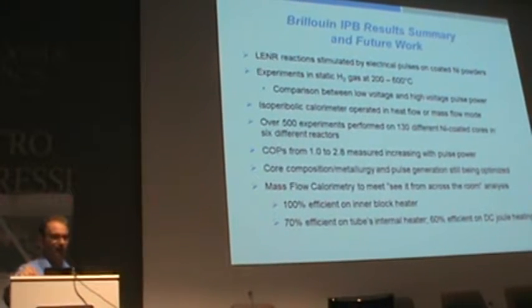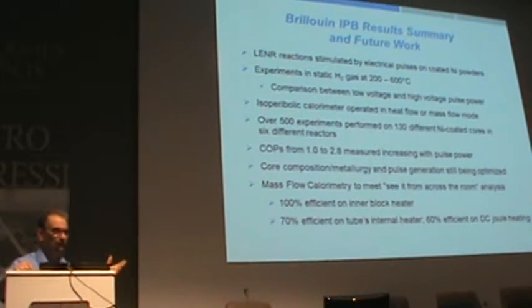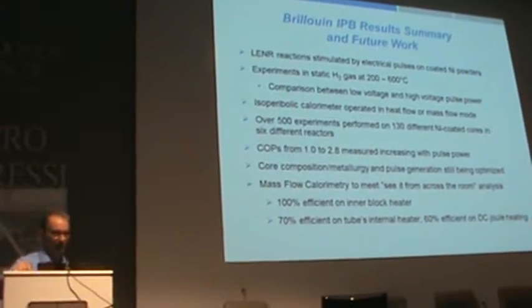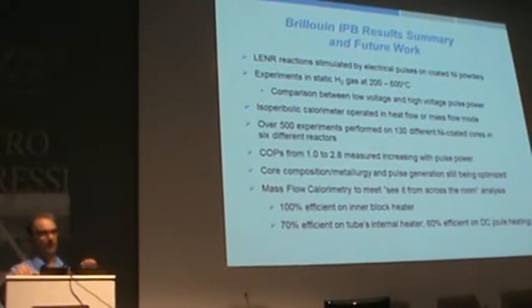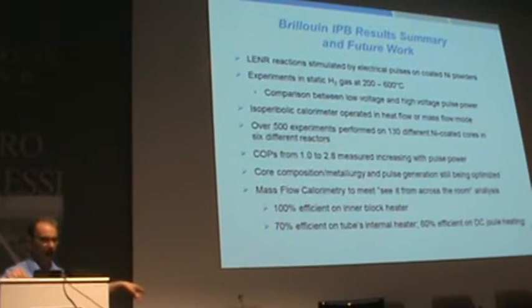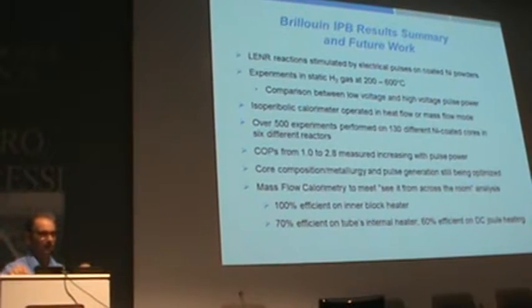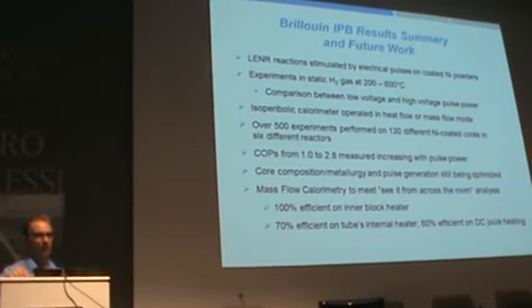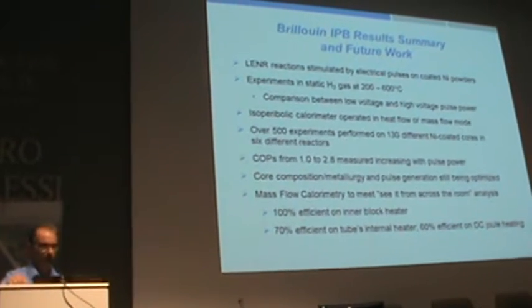And we're working on that, and they're working on that. They're the electrical engineers. I'm the chemist. So yeah, the efficiency right now: 100% efficiency on the block heater, 70% on the internal heater that I showed, and only 60% on the DC joule heating. There are good reasons for that that I can discuss in the future.